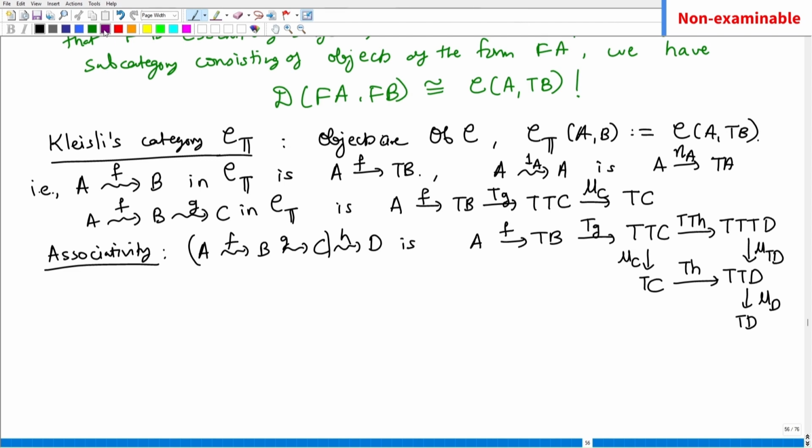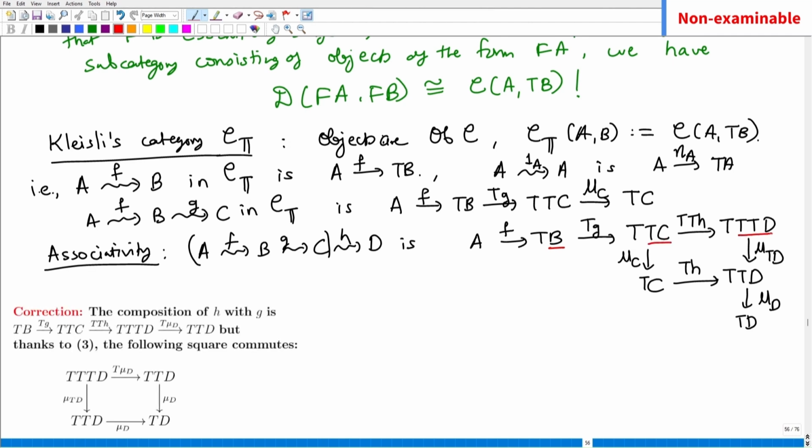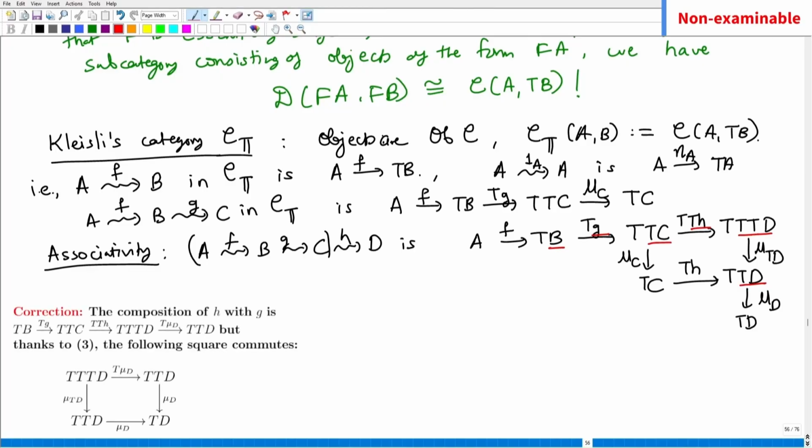Okay? And observe what is happening here. I will underline using a different color, of course. B, TC, TTD, TD, and G and TH. Just look at this red part. That red part is nothing but the composition of G with H. And I have applied T on this H composed with G. And then finally I am doing mu D. So everything works out fine. So this diagram is associativity.